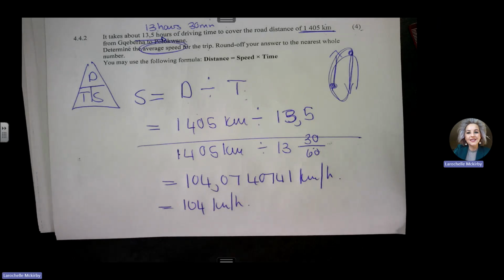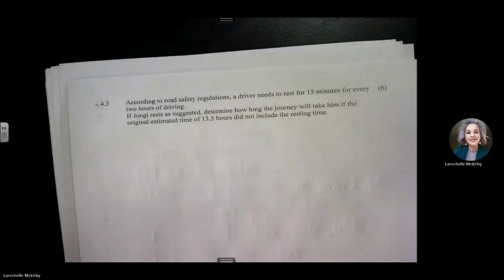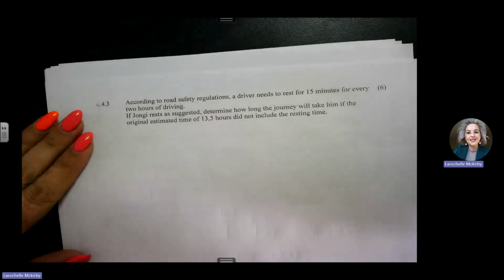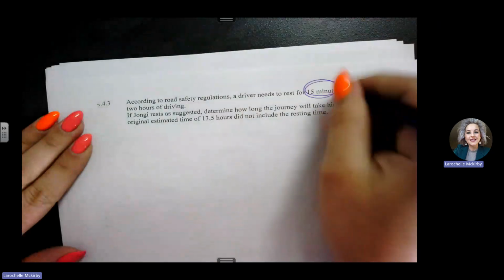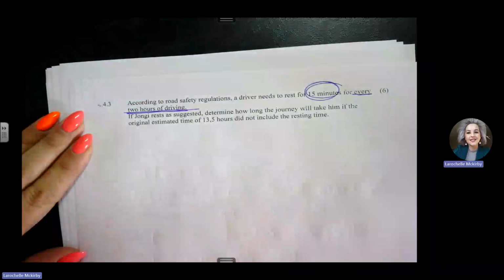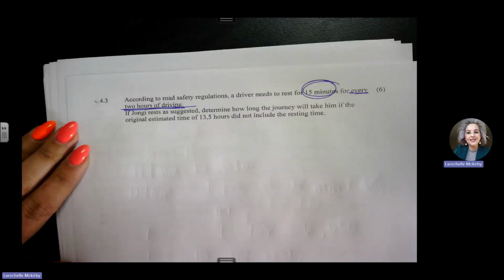Last calculation for maps. Then we switch on our chapters. So 4.4.3. According to the road safety regulation, a driver needs to rest 15 minutes for every 2 hours of driving. If Jongi does as suggested, determine how long the journey will take him if the original estimated time of 13.5 hours did not include the resting time. Okay, so we need to add the resting time.